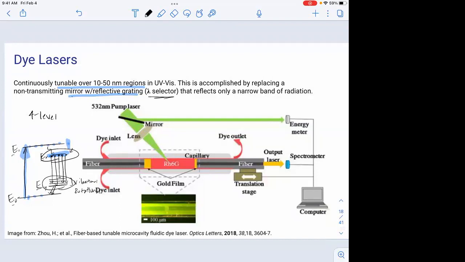So dye lasers are kind of cool in that way. If you're interested, here's a paper from Zhu who talks about fiber-based tunable microcavity fluidic dye lasers. In this example, he's using rhodamine 6G as a dye. He's optically pumping that active lasing medium, that dye, in a capillary using a 532 nanometer pump laser. And he's using a translational stage to get the laser output tuned to where he wants it to be, which is kind of cool.